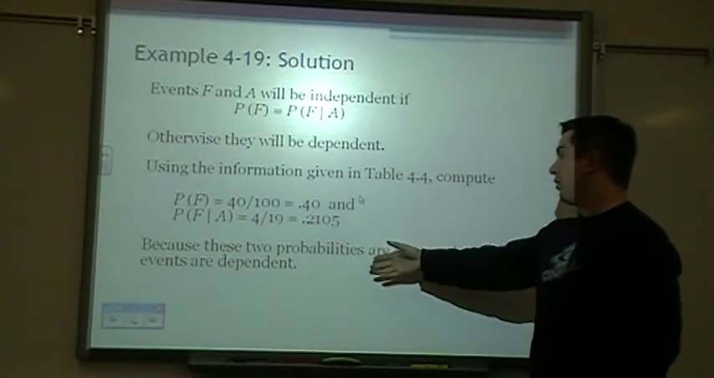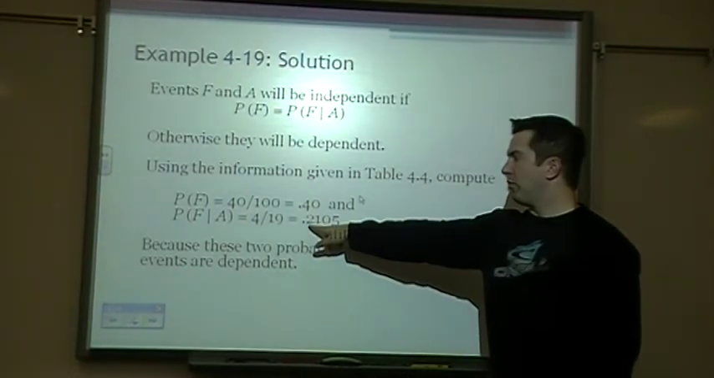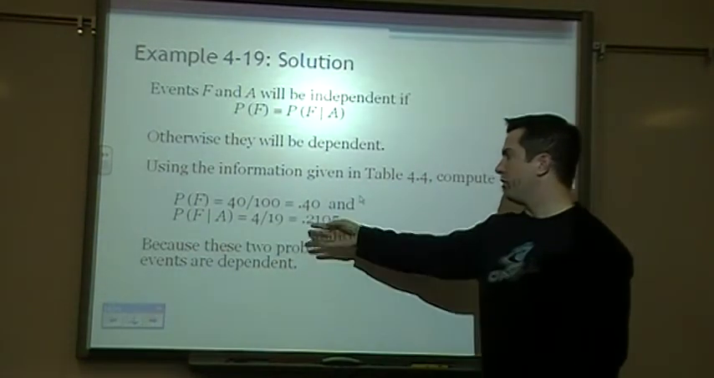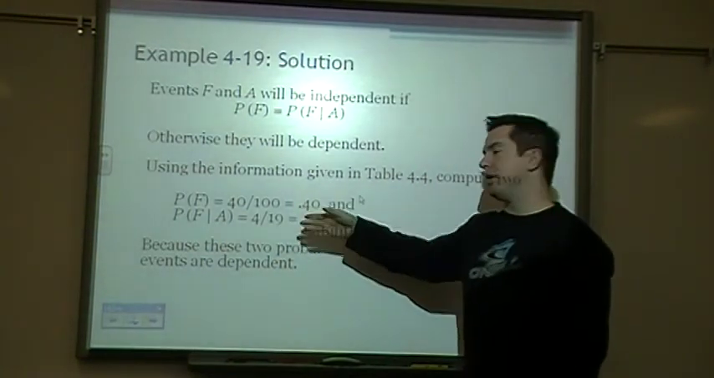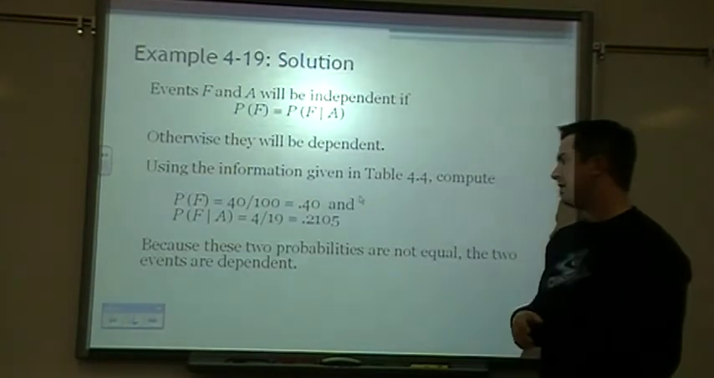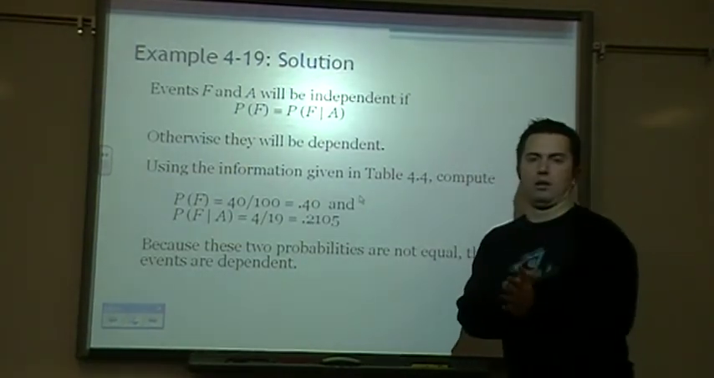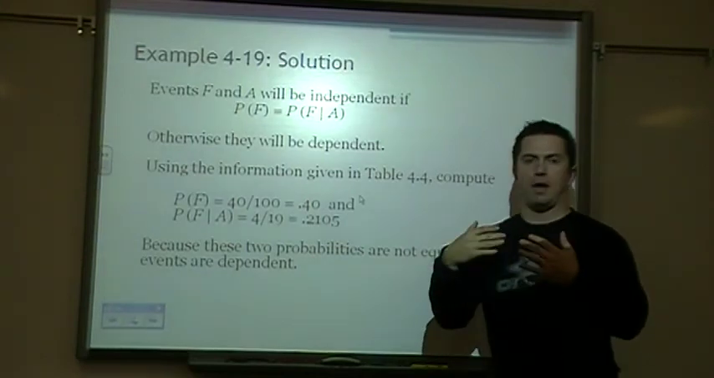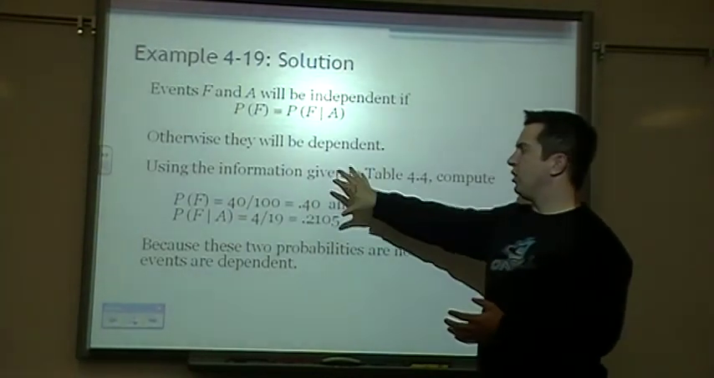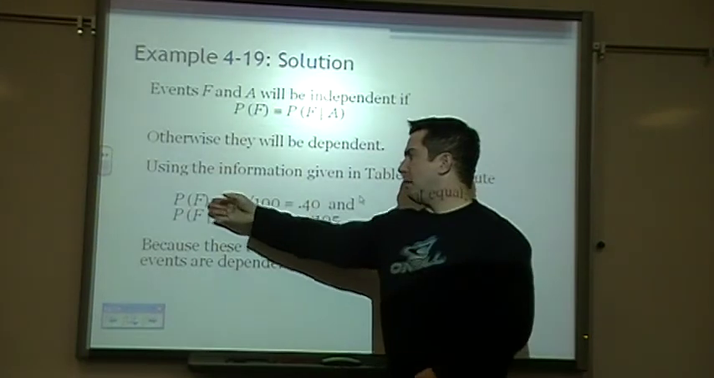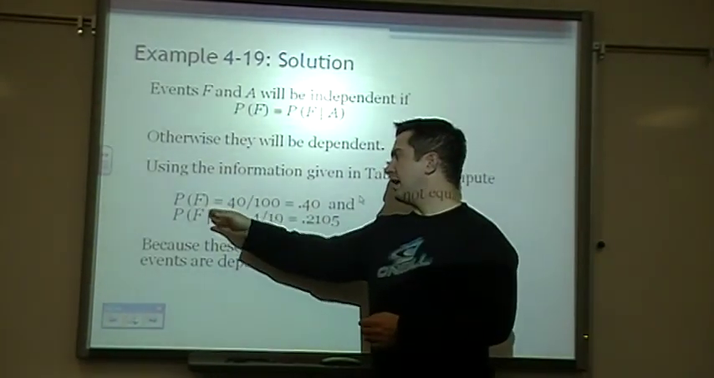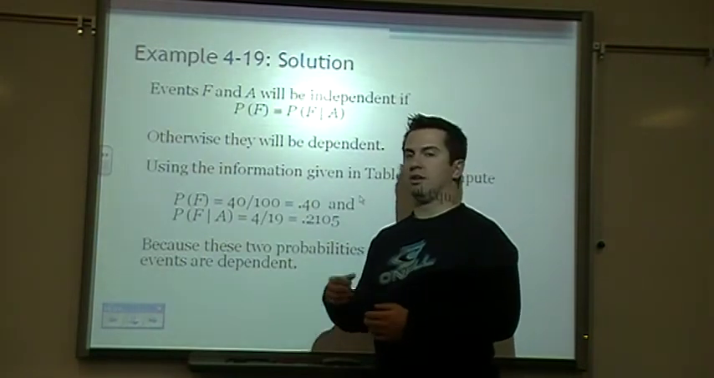And so if the bottom one, the probability of being female given in favor, was 0.4, then we would have independent. But in this case, we have dependent events. Sometimes this stuff gets a little confusing when you're going through it, but really just go back to this and look. What's the probability of being female? 40 out of 100. What's the probability of being female given in favor has already occurred?